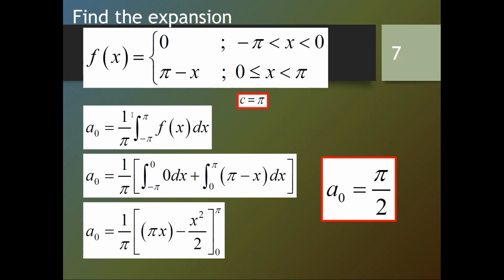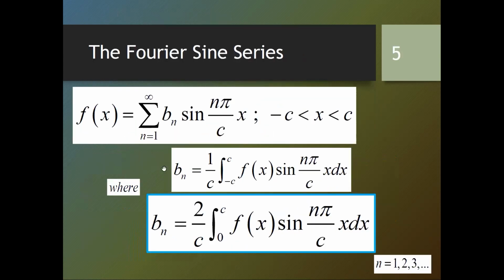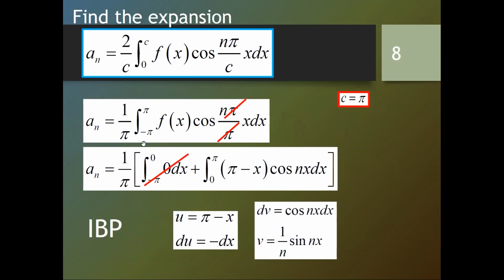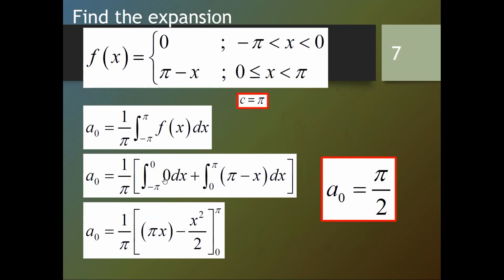Hindi pala ako pwede maglagay ng 2 over. Just like ito, may mga 2 over. Sorry. May 2 over c. Bakit hindi ako pwede maglagay ng 2 over c? Kasi magkaiba yung function ko eh. So, evaluate ko na lang sila. So, this one, ito na lang evaluate ko. Pi x minus x squared over 2 from 0 to pi, 1 over pi. So, may value na ako ng a sub 0. That's pi over 2.